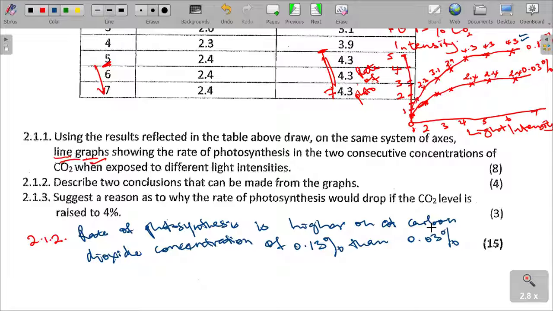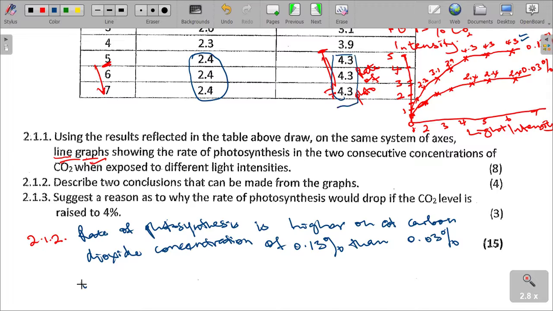And then we can also say that for both carbon dioxide concentrations, the rate of photosynthesis increases up to a light intensity of 5, and then it became constant for both. As you can see on the graph there, it became constant, and it also became constant on this one, which is like that.